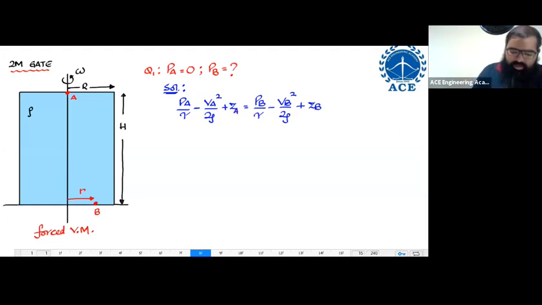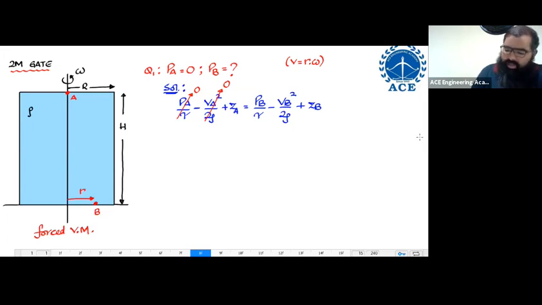Now, if you observe, the pressure at point A is equal to 0. At point A, the radius is equal to 0. If the radius is equal to 0, recall, velocity is supposed to be equal to r into omega, is it not? Now the radius over here is equal to 0. Automatically the velocity becomes equal to 0.